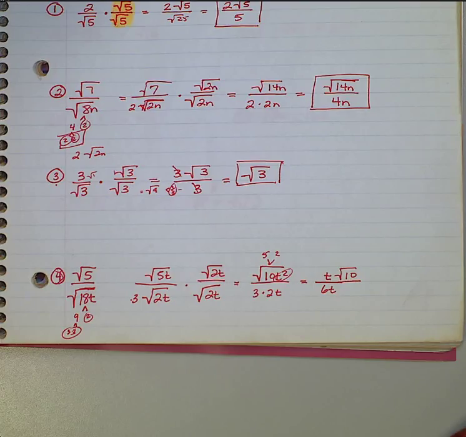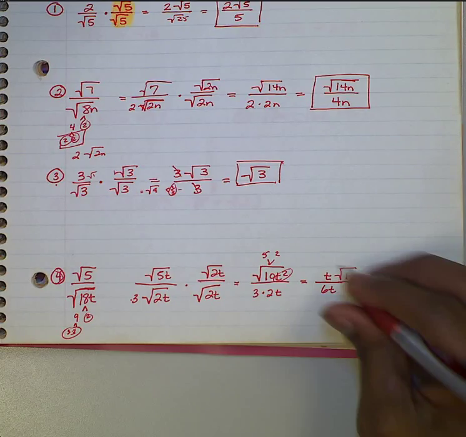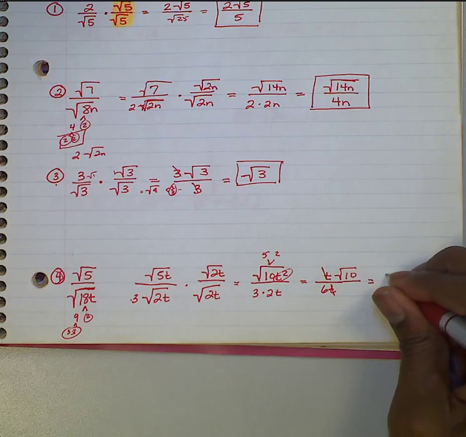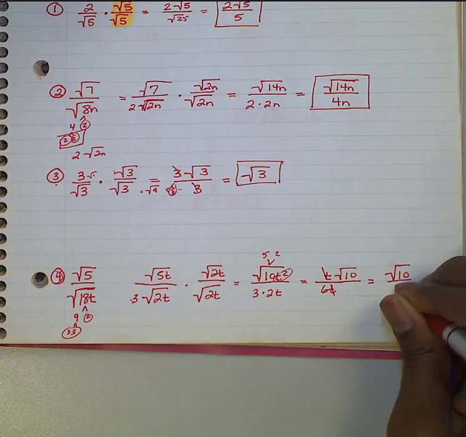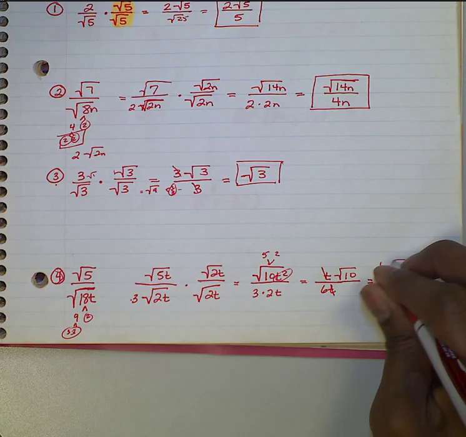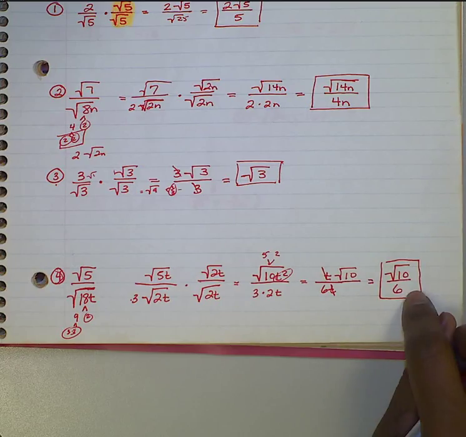I always look to see, can I simplify? In this case, I can. I have a t up top and a t in the bottom. So I simplify, I have radical 10 over 6. Okay, again, I cannot simplify here because one is inside the radical and one is outside. Only insides by insides and outsides by outsides, so these don't mess with each other.